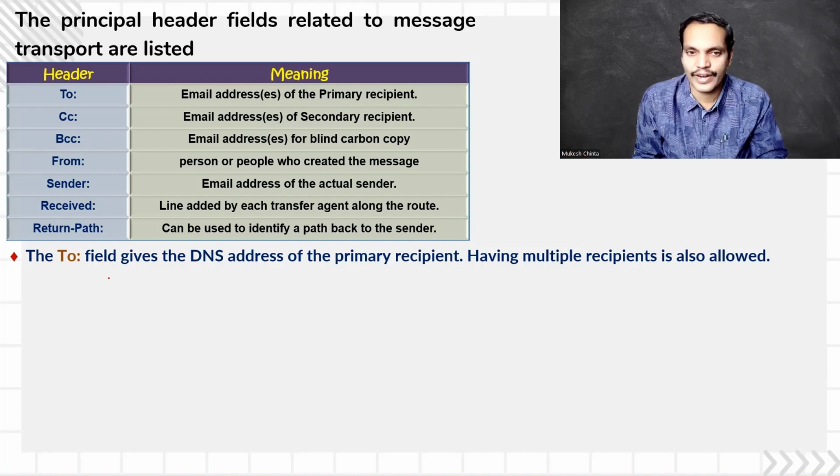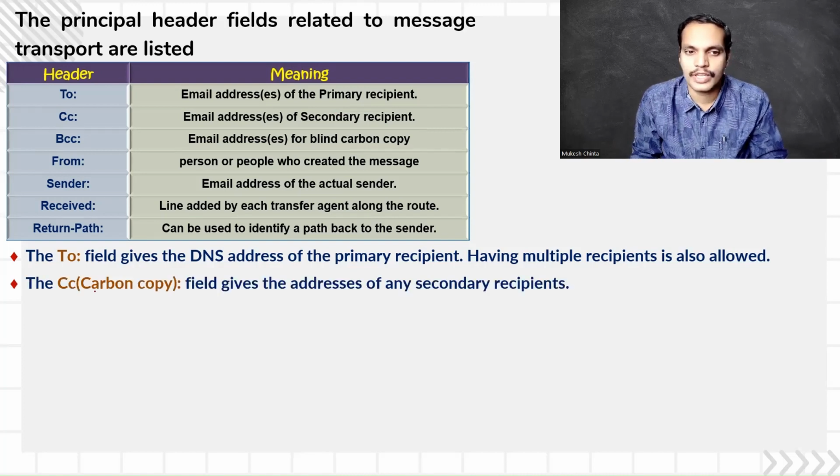The first one is the to field. It gives the DNS address of the primary recipient. Of course, you can add multiple recipients in the to also. That's what we usually do when you send an email, isn't it? If you want to send it to 3 or 4 people, you can simply copy and paste the addresses in the to part.